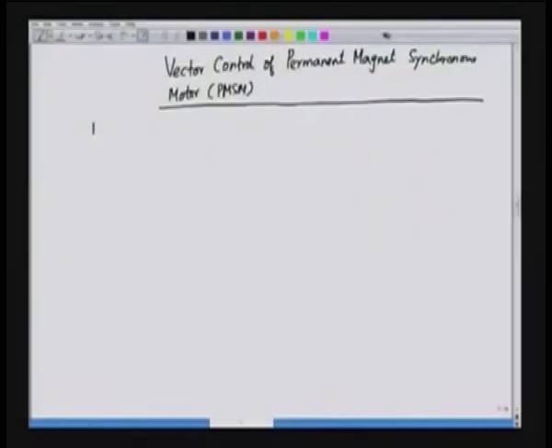So, the equations are derived in the rotor reference frame. So, in this case what we do here, we take a rotor reference frame and we derive the model of PMSM in rotor reference frame.